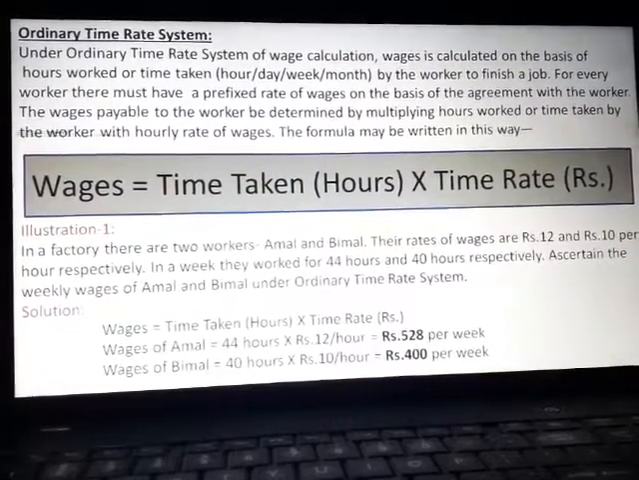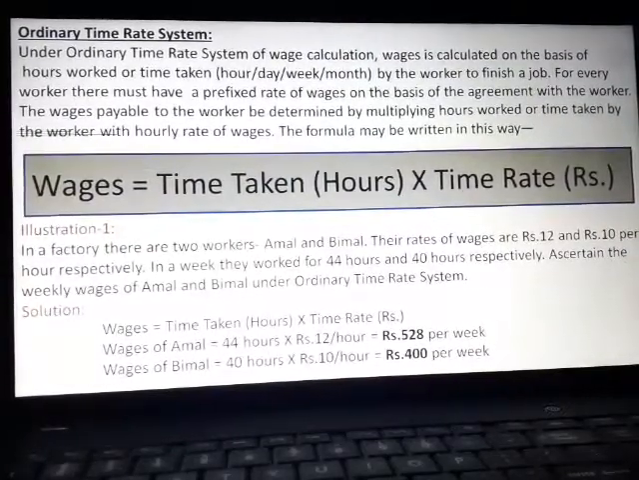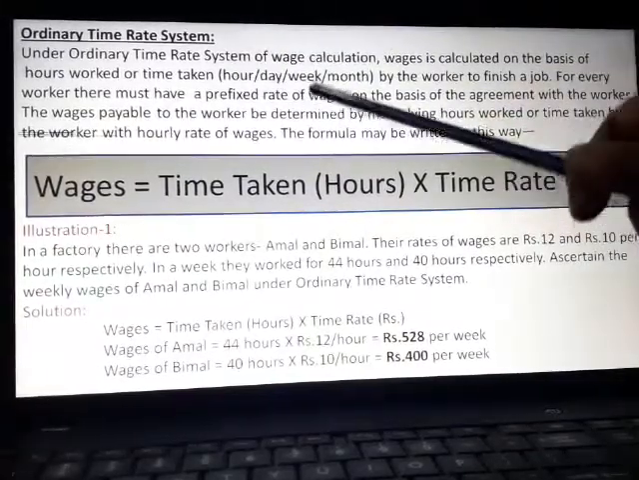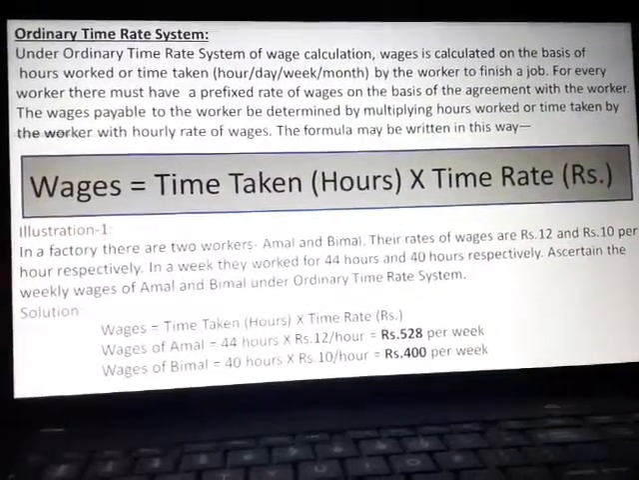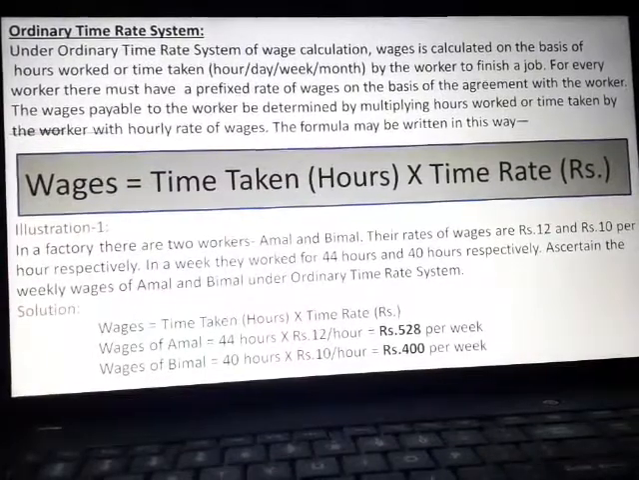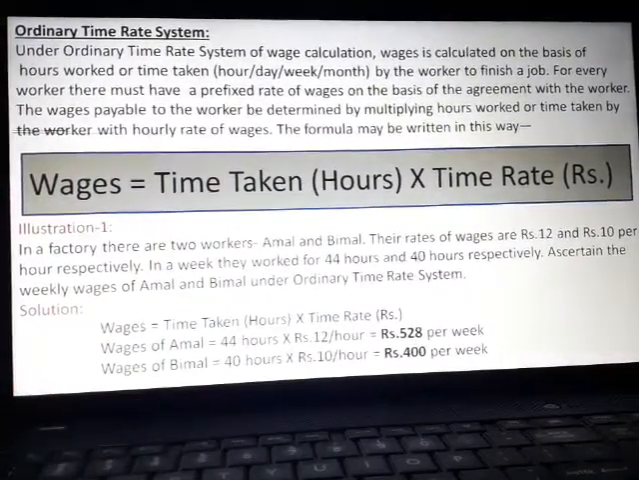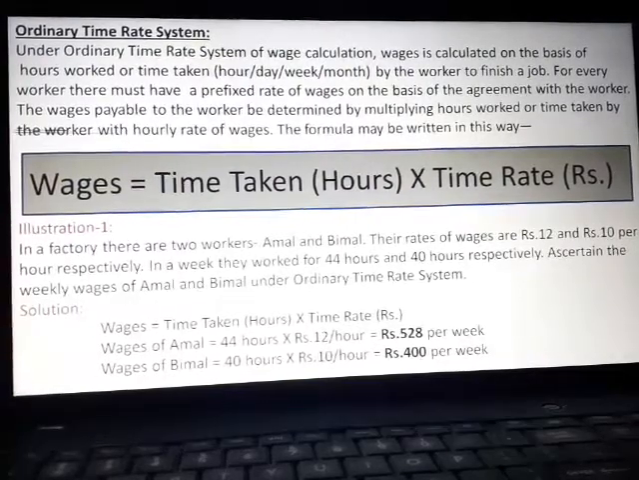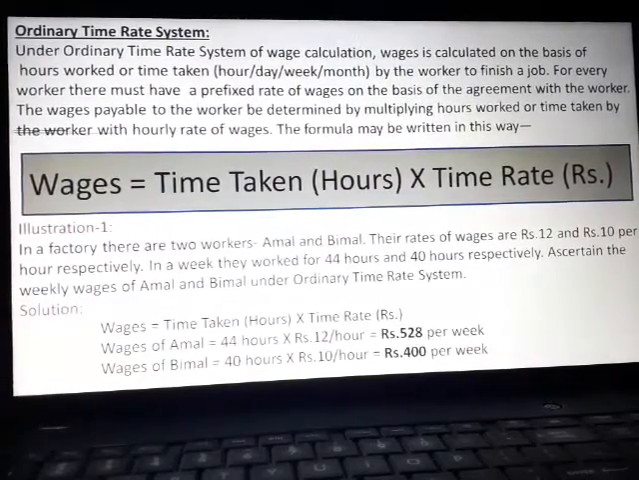Here time may be expressed in terms of hour, in terms of day, in terms of week, in terms of month. If the workers are paid on monthly basis, then that also is to be called time wages. If they are paid on weekly basis, then that is also to be called the time rate system.